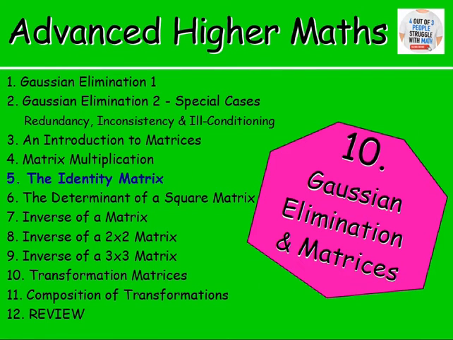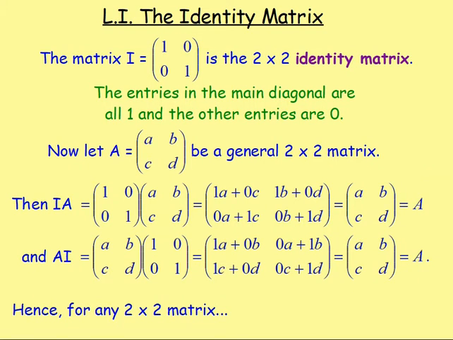After that, we went on to look at the identity matrix. And the identity matrix, matrix I, is just this. It's when you have a leading diagonal of 1s and the other entries are just 0. So this here is the 2 by 2 identity matrix.